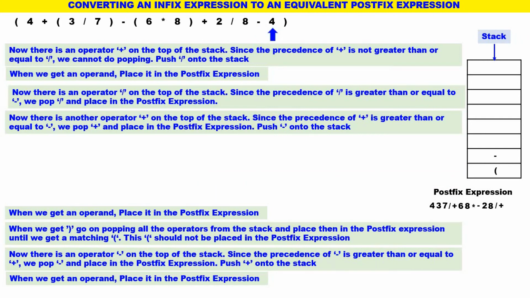4. What is 4? Operand. So whenever you get an operand, what do you have to do? Place it in the equivalent postfix expression. So 4 is put in the postfix expression. Go to the next symbol.